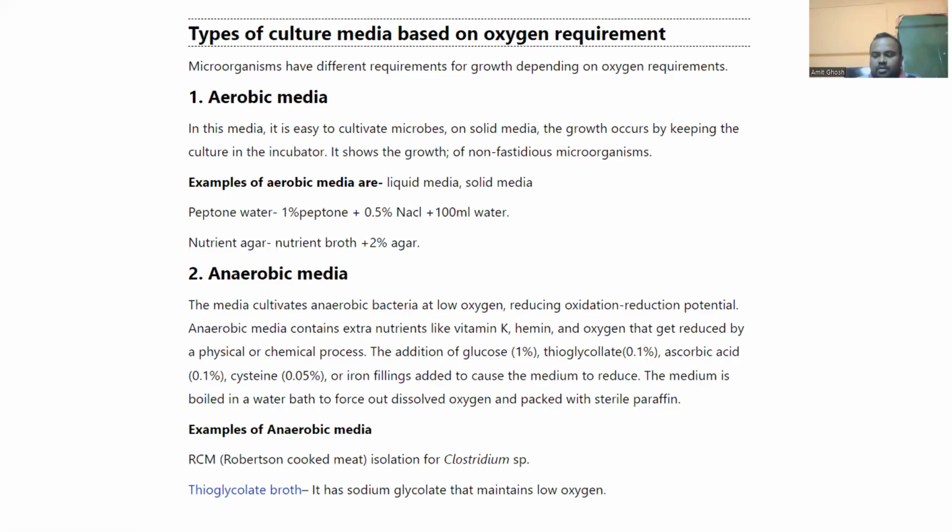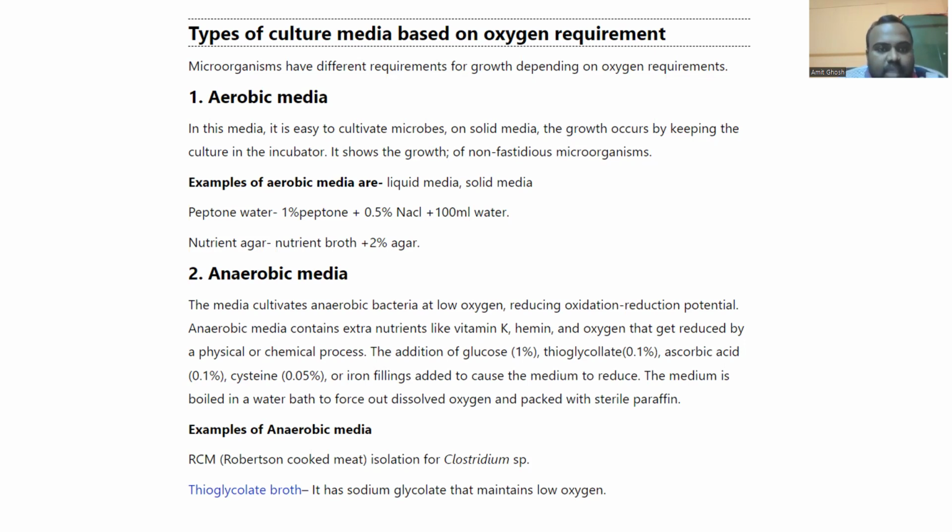Good morning, everybody. In the previous sections, we have discussed the role of elements and growth factors in microbial growth. Next, we also discussed the classification of media based on consistency and based on ingredients. Now, we are going to discuss the classification of media based on oxygen requirement. Microorganisms have growth requirements depending on their oxygen requirement.